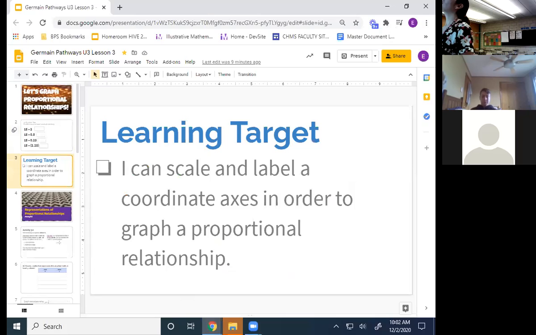Okay? Learning target for today is creating graphs. We need to scale and label a coordinate axis in order to graph a proportional relationship. Oh my gosh, there's a lot here. That's a lot. Okay.